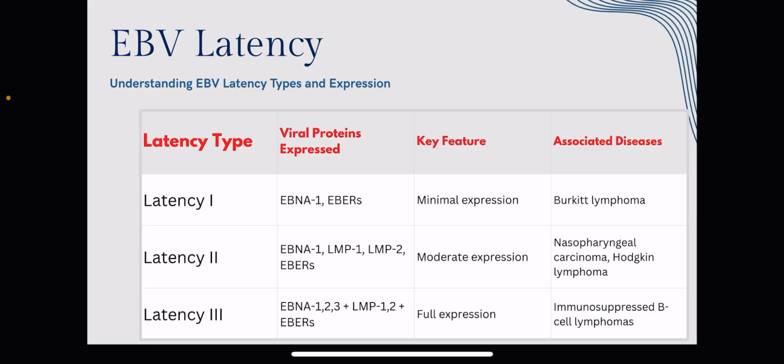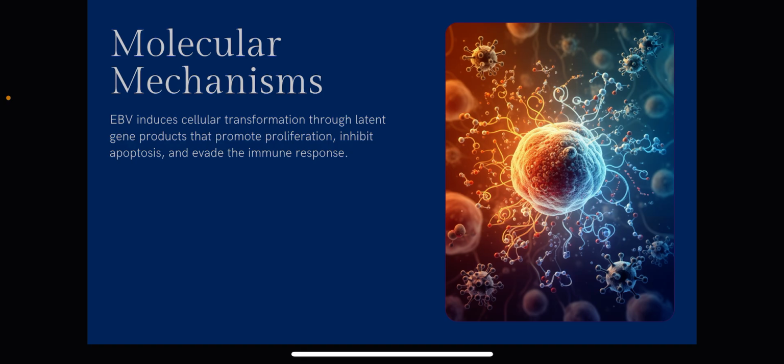Now coming to latency 3: EBNA 1, 2, 3 and LMP 1, 2 and EBER. These are the viral proteins expressed here. The key feature is a full expression of these proteins, and the associated diseases are immunosuppressed B cell lymphomas. Now let's look into the molecular mechanism which happens inside the cell. Epstein-Barr virus induces cellular transformation through latent gene products that promote proliferation, inhibit apoptosis and evade immune response.